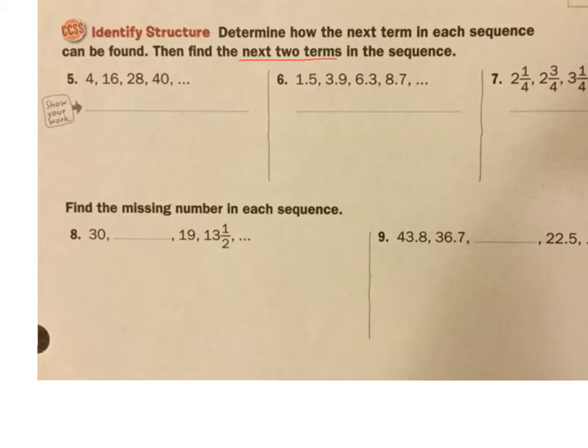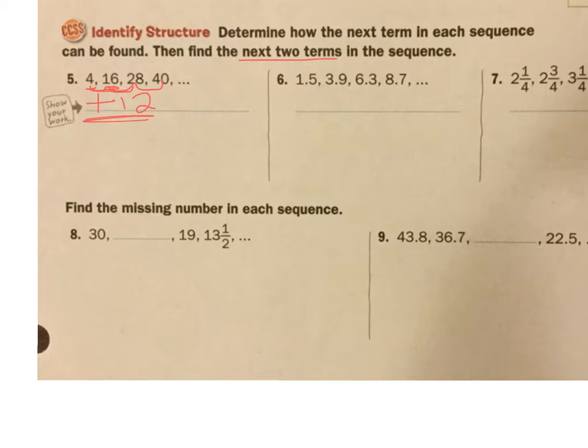Okay, so I'm looking at 4 to 16. It's either plus 12 or times 4. Let's start with times 4. 4 times 4 is 16. 16 times 4 is, like 50-something, so it's not that. So 4 plus 12 is 16. 16 plus 12 is 28. 28 plus 12 is 40. So it's plus 12. That's how I get each term.